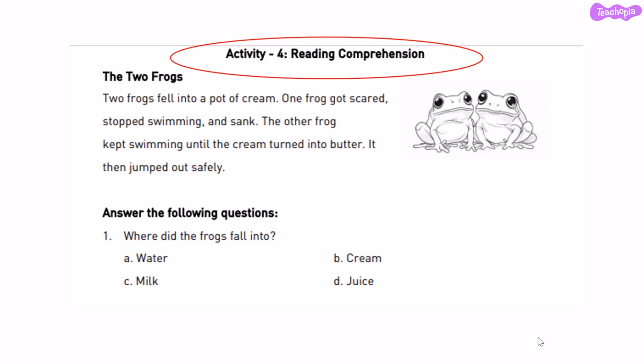Activity 4. Reading Comprehension. Here, a small excerpt is given of a story of two frogs. Once the learners have read the story, have them answer the questions below. This is a small reading comprehension activity to help them extract information from a passage and answer questions.